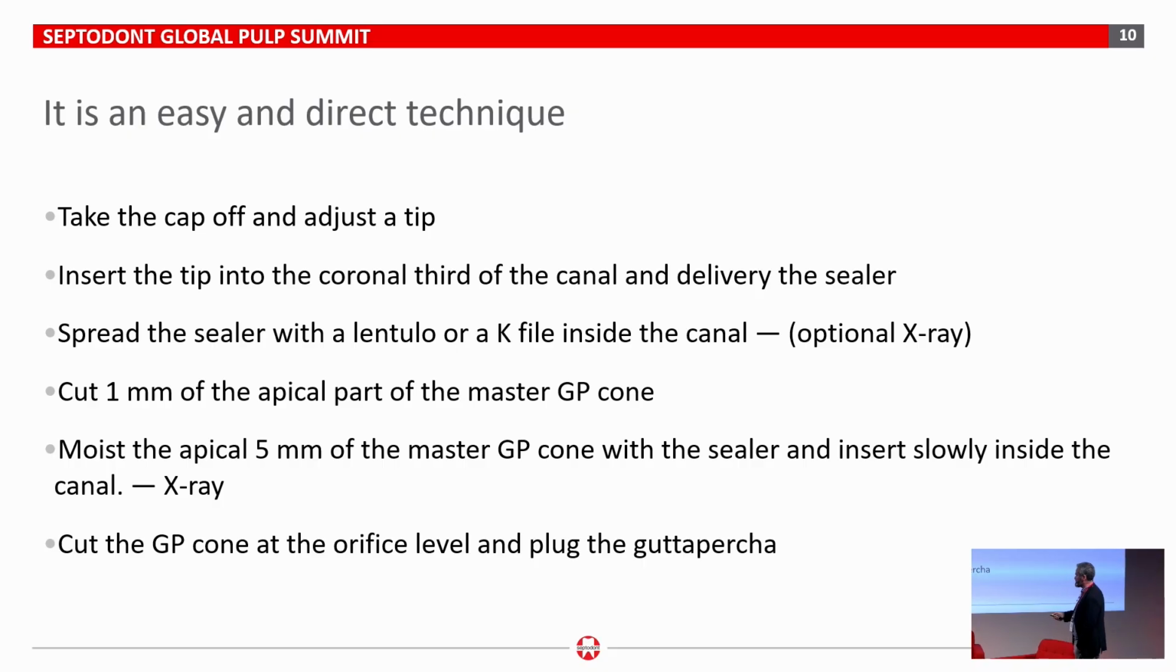More often than not, I cut 1 millimeter of the apical part of the master cone. I immerse this master cone in the sealer and go into the canal slowly. Then I take an X-ray, and if everything is okay, I cut the gutta-percha at the orifice level.